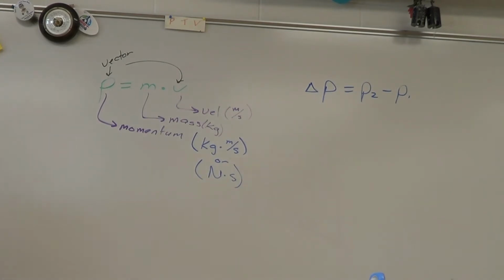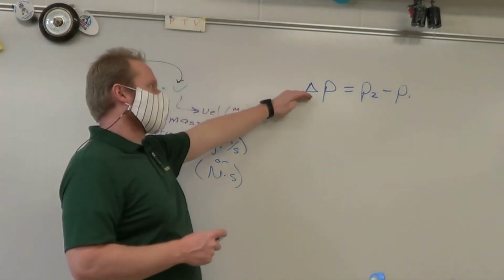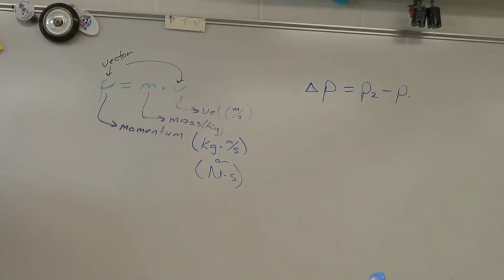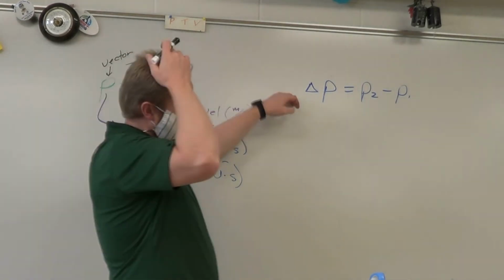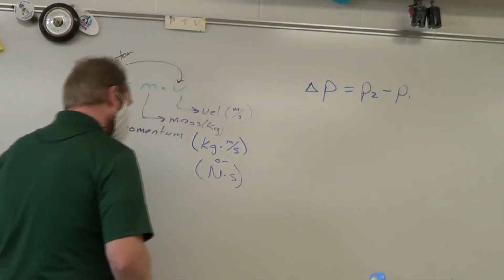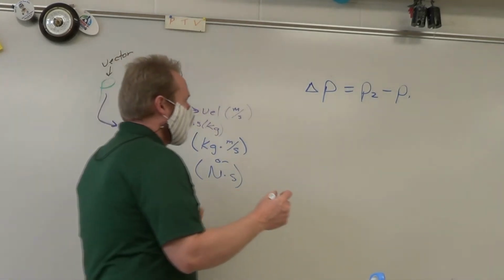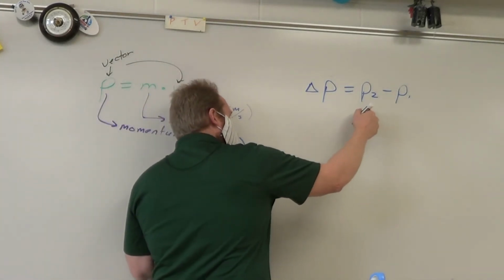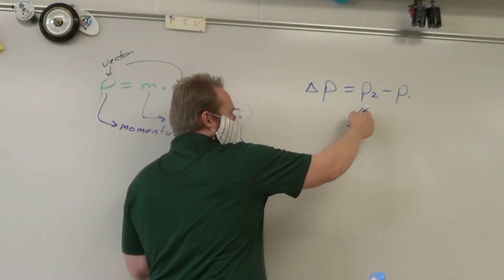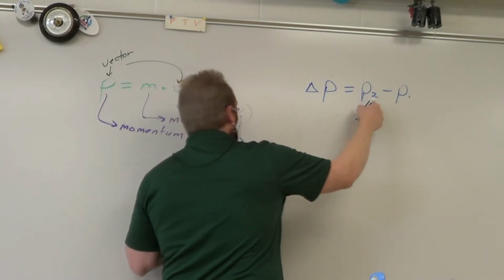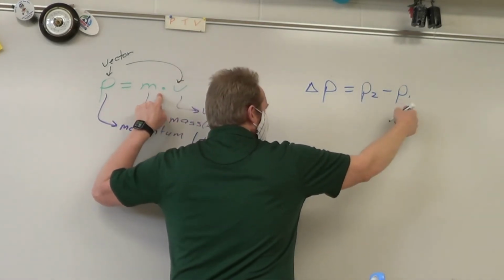Now, this equation is on your formula sheet. The reason why this one is on your formula sheet is for the next one. But I want to point out that this isn't the most user-friendly equation. It's fine. But how do you calculate P2? Well, it's m times v. How do you find P1?